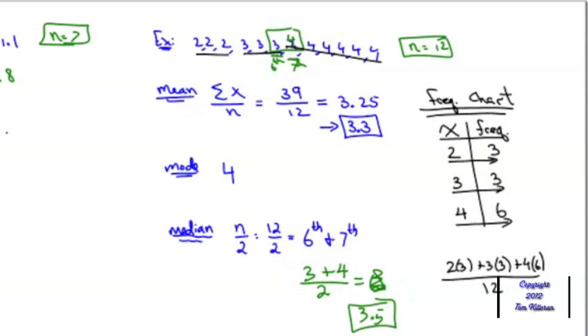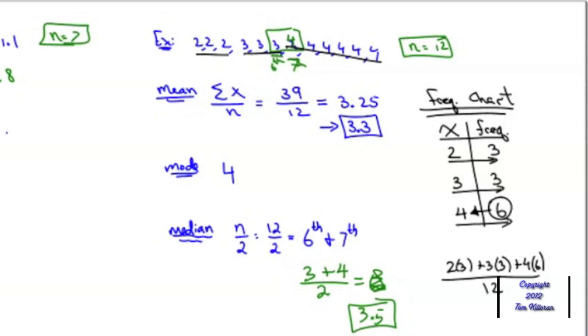Alright, mode is real easy. You go down the frequency and you find the largest number. And the largest number in the frequency is 6, and it's related to the data value of 4. So you go, oh, here's 6, and it's related to it. You have to go back to a data.